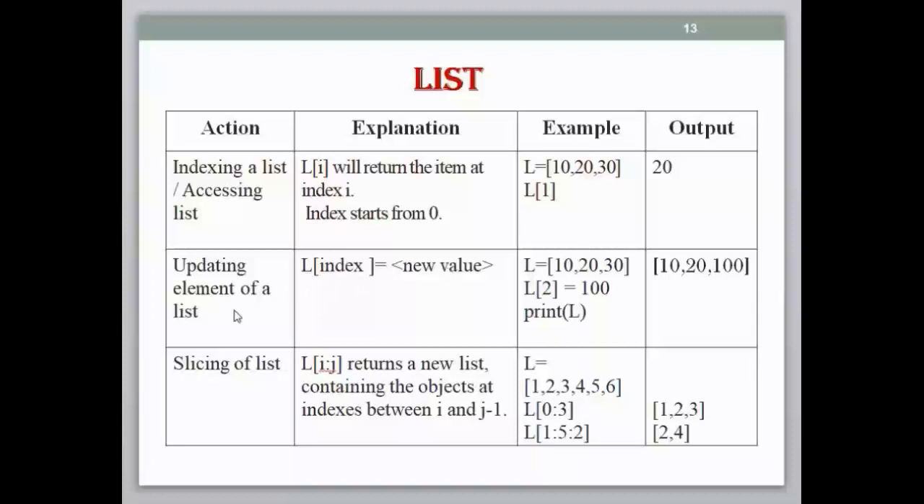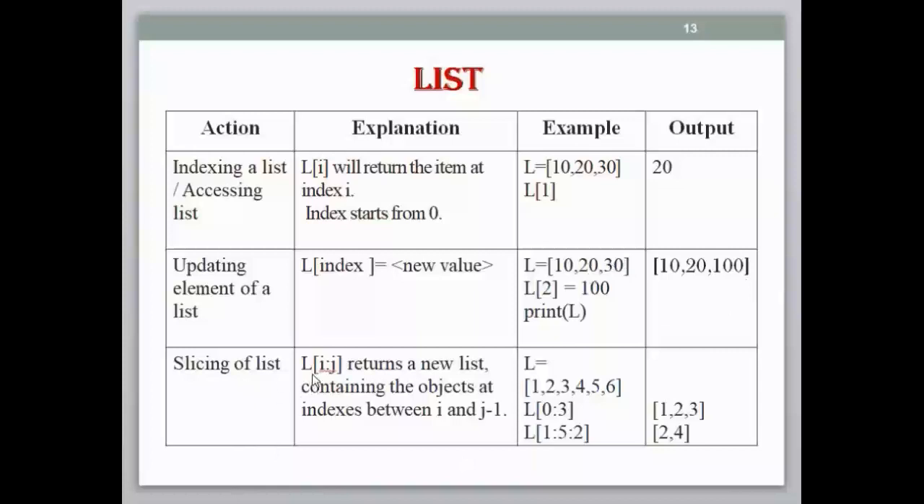Now updating an element of a list. To update any element, L[index] equals the new value. So suppose you have a list like [10, 20, 30]. Here if you wish to change the element stored at index 2, means you want to update or change the third element, then you can do it like this. L[2] equals 100. Now if you print L, you will get 10, 20, 100 in place of 30.